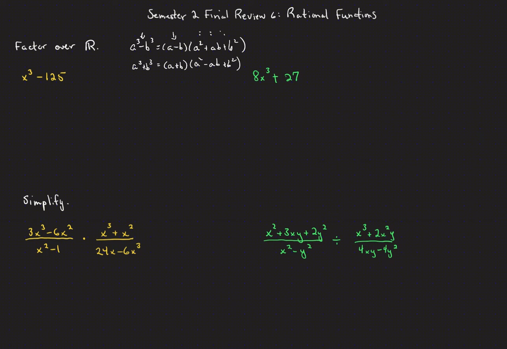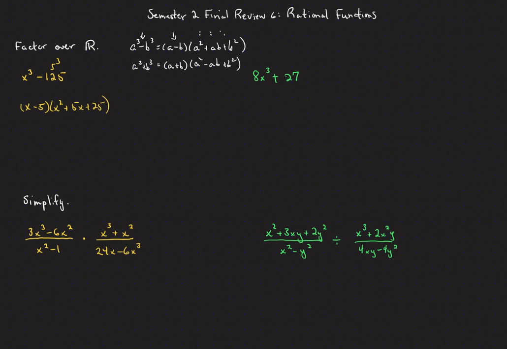So our first one, x cubed minus 125. We see that 125 is 5 cubed, so our a is played by x and the b is played by 5. So that will be an x minus 5, and then x squared plus 5x plus 25.